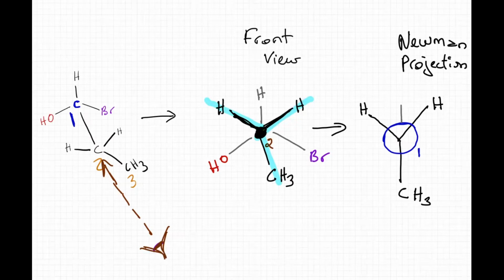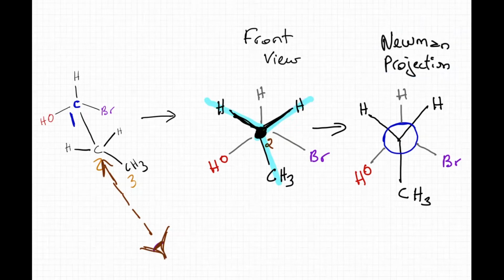And we will place those groups in gray like that, right? So we have H. Again, we will place our OH group the same way, and of course, our bromine, okay? And that's really what it is for a Newman projection.